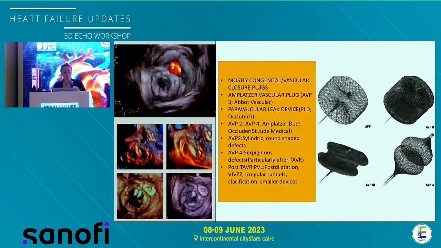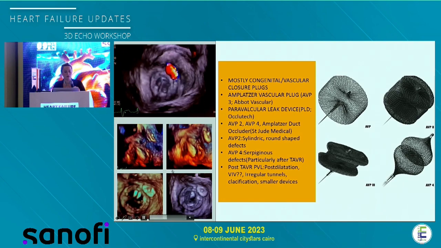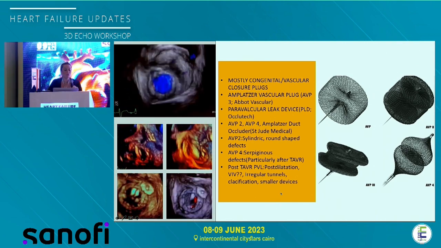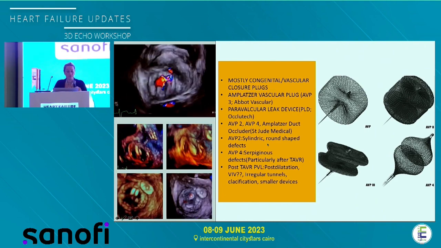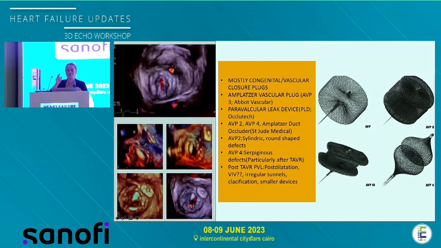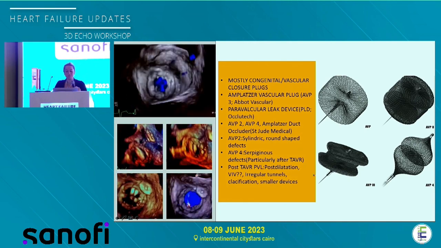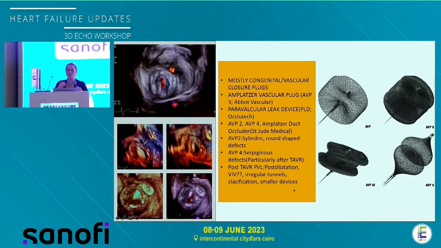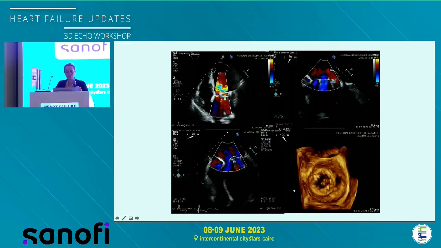And this was another case. You can see at 11 o'clock position defect, and those are the procedure steps and successful results. What do we use? We use mostly congenital vascular closure plugs, and there are different plugs in the market. For the post-TAVR PVLs, first we try the post-dilatation. Valve-in-valve could be an option, and as the tunnels are generally irregular and there is generally calcification, we prefer smaller devices actually.